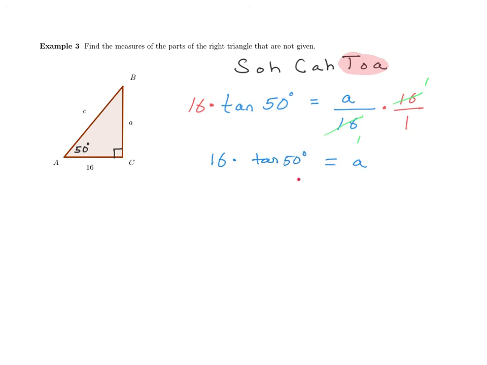I can now type this into a calculator. My calculator is programmed to give me the correct number for tangent of 50. So 16 times tangent of 50, I'm going to round to the nearest whole number. I think that'll be a good enough approximation. I get 19 is equal to A. And that means that's the length or the measure of this side. This one's 16, that one's 19.